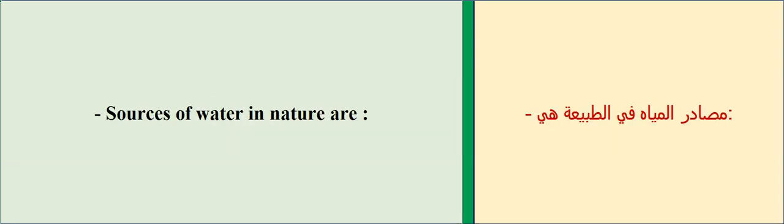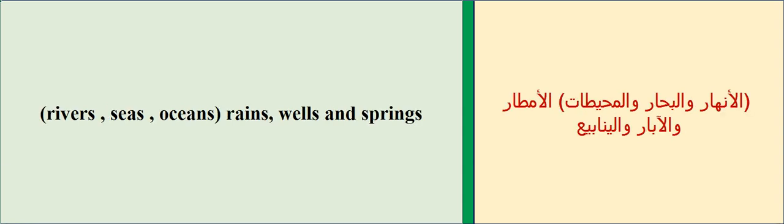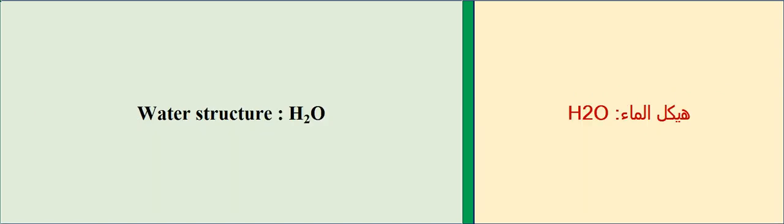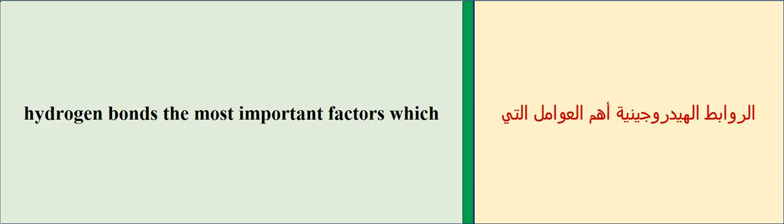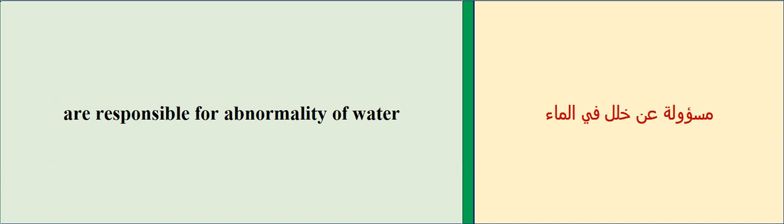Sources of water in nature are rivers, seas, oceans, rains, wells and springs. Water structure, H2O. Formation of hydrogen bonds due to large electronegativity of oxygen compared with hydrogen. Hydrogen bonds are the most important factors which are responsible for abnormality of water.